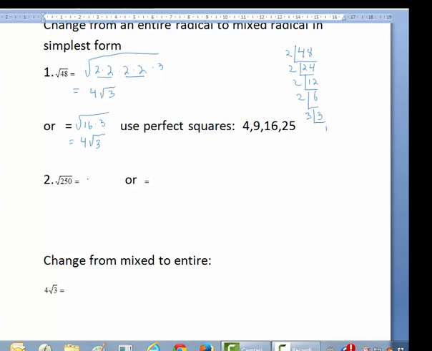I'm going to do this the more sophisticated way. I know that 25 is the highest perfect square that goes into 250. That's 25 times 10, which is equal to 5 root 10. Now if you wanted, you could have prime factored this. I'm not going to do that right now.